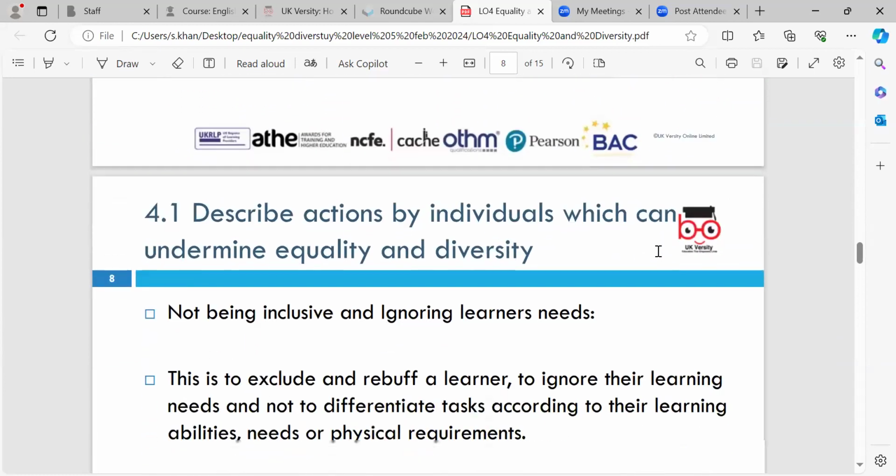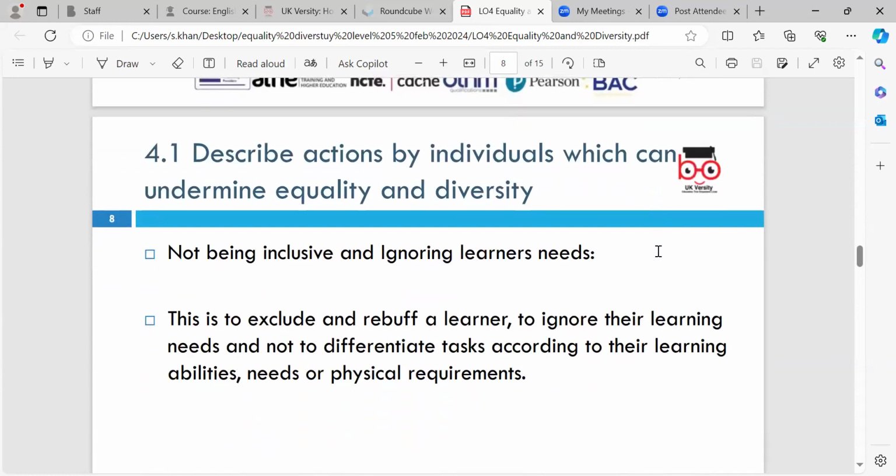So again, describe actions by individuals who can undermine equality and diversity. We've got not being inclusive and ignoring learners' needs. Why is inclusivity really important? Well, I suppose it makes people feel like they belong. It's really important because it makes the environment feel welcoming, and people feel they belong and are valued.